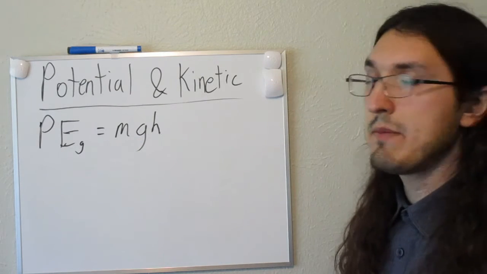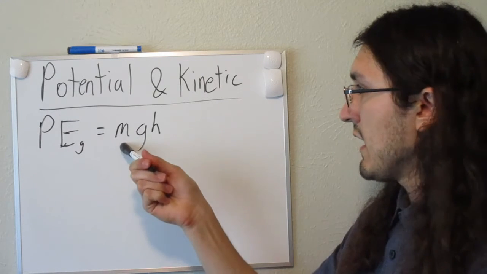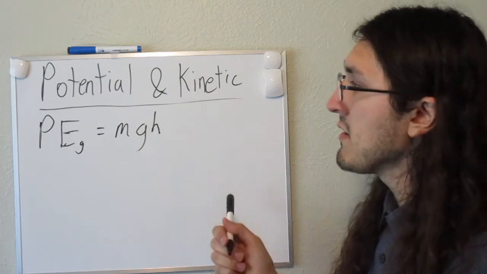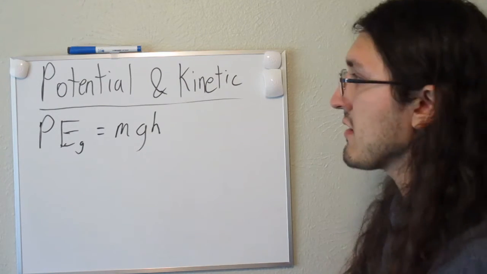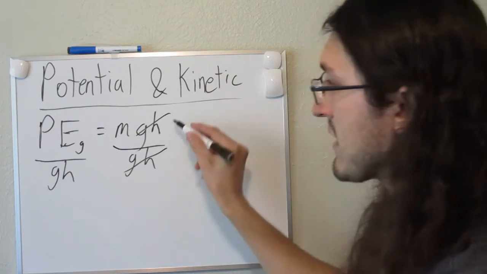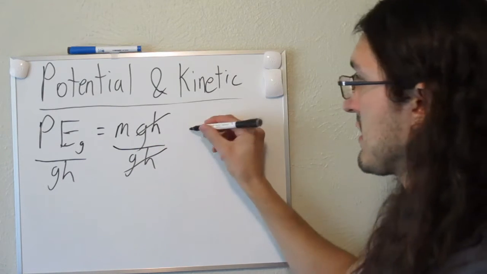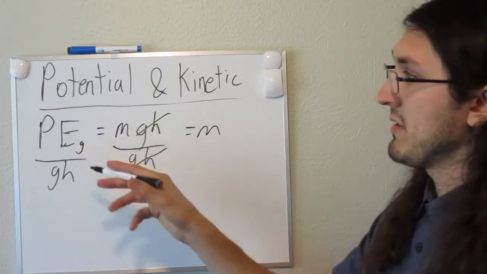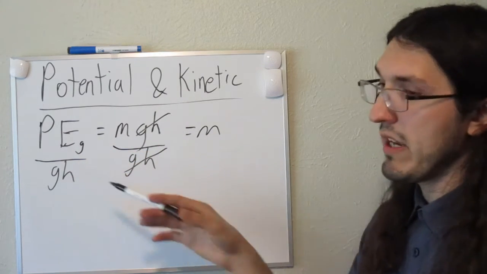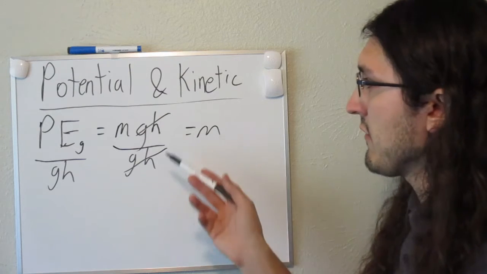Okay, so starting at that same equation, to solve for mass, I need to get the g and the h out of the way. Both of these things are being multiplied, so the opposite of multiplication is division, so I'll divide both these variables to both sides of the equation. This cancels out on this side, and I'm left with just mass is equal to the potential energy divided by the acceleration from gravity, which is 9.8, times the height. Okay, so that's how you solve for mass.